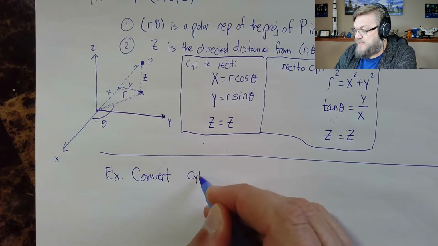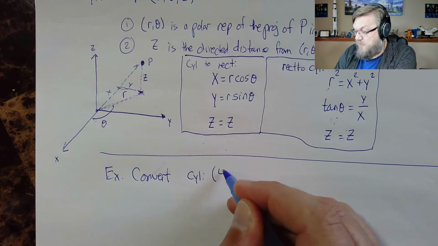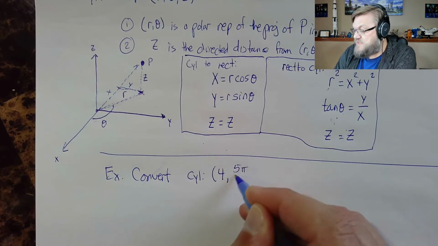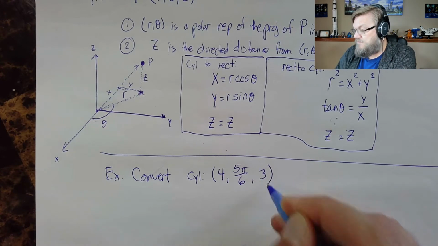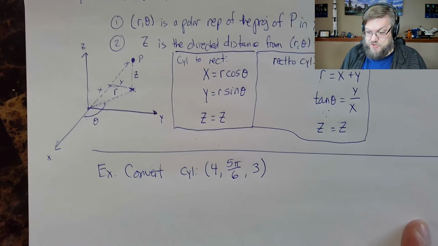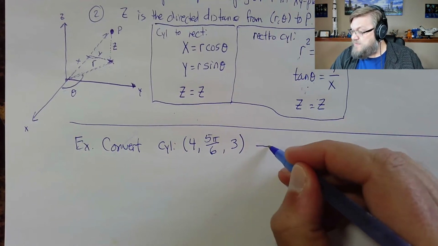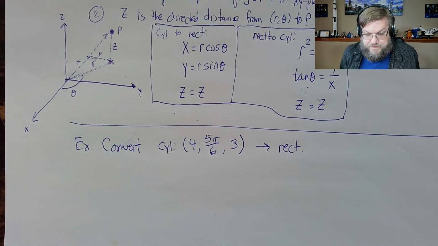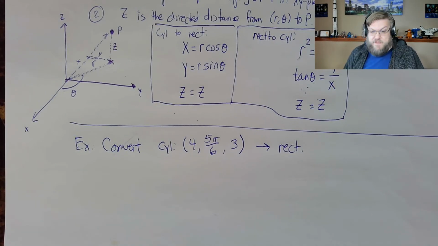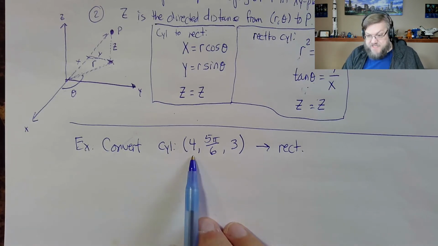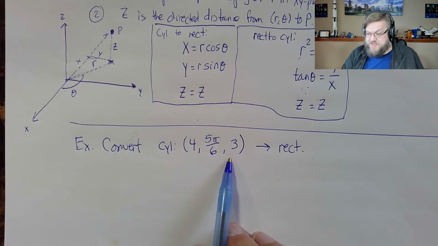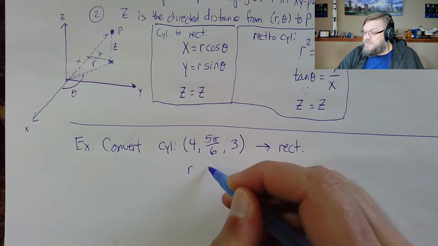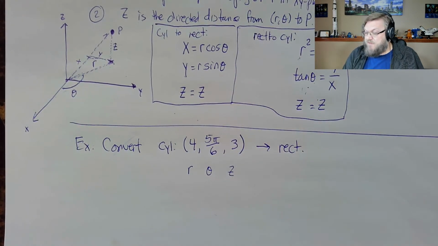This is a cylindrical point, and it's given to me as (4, 5π/6, 3). So that's a cylindrical coordinate, and I want to convert that to a rectangular coordinate. Respecting the order in which these are listed, I know this is r, this is theta, and this is z. So r is 4, theta is 5π/6 radians, and z is 3.